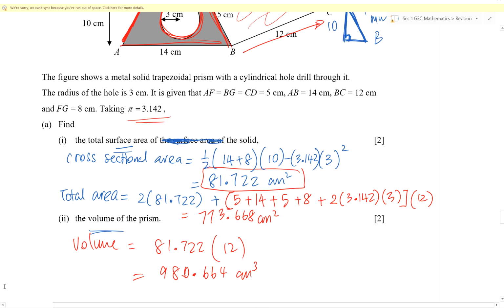Okay, now in part B, they said that the solid is melted. So we're going to melt this thing and recast. That means change the shape into a cylindrical solid. In questions like this, there is no loss of material. That means the volume does not change. You understand what I'm saying? Volume does not change.